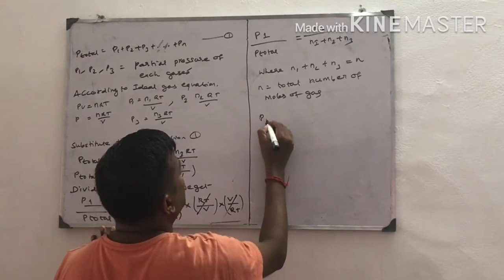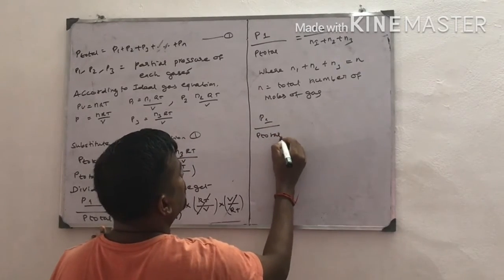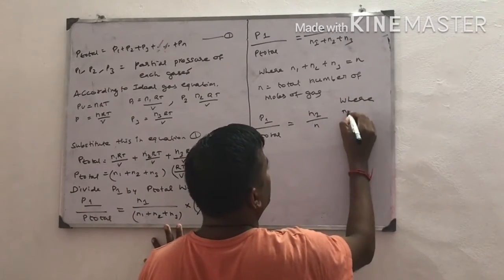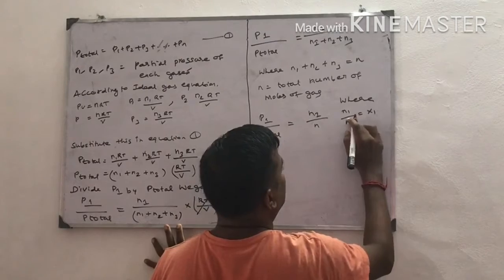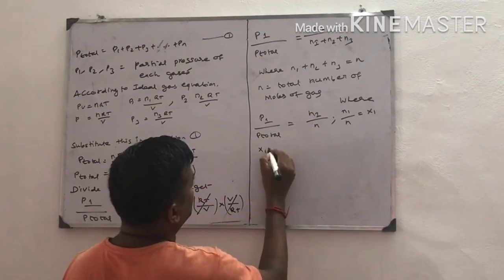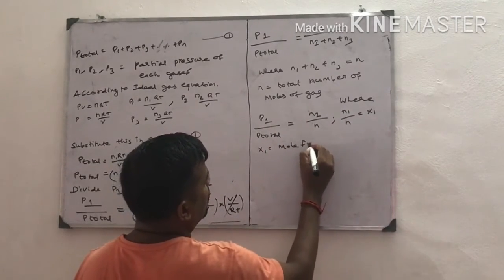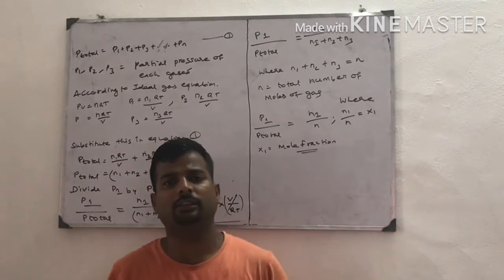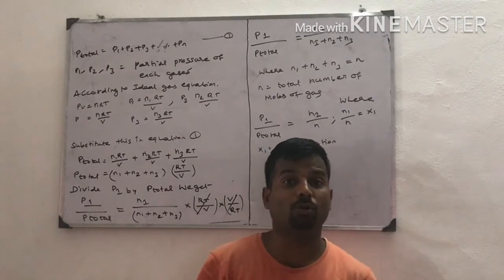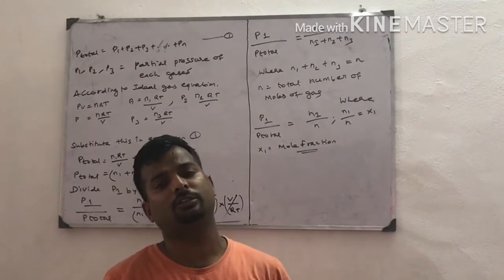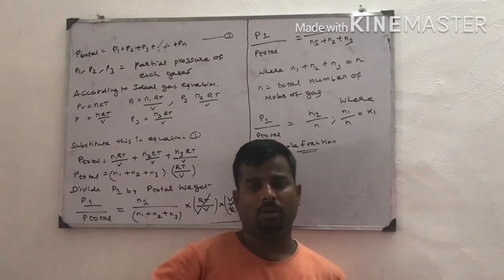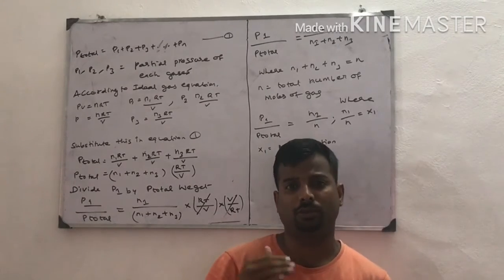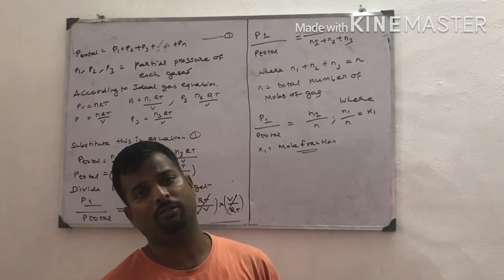So then P1 by P total is equal to N1 by N, where N1 by N is equal to X1. What is X1? X1 is the mole fraction. What do you mean by mole fraction? Mole fraction means the number of moles of the solute divided by the total number of moles in the solution. A solution is a mixture of solute and solvent. The lesser concentration is called solute and the larger concentration is called solvent.